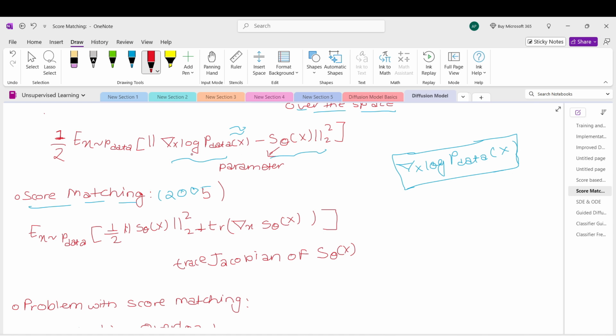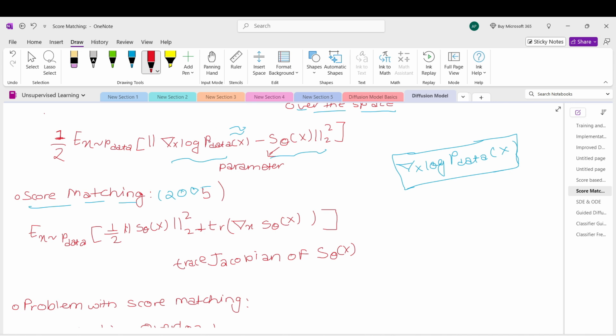But we don't have this quantity actually. So how can you optimize this objective here? We can't optimize it. This is a neural network, and this is the real score function which we want to know, but we don't have access to it.